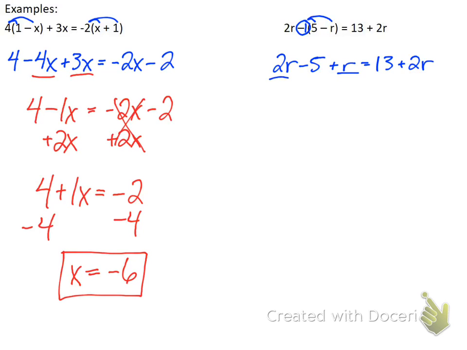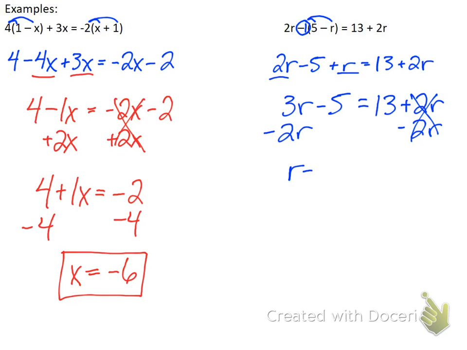Can combine my like terms, which gives me 3r minus 5 is equal to 13 plus 2r. Get my r's over to the same side so I can subtract the 2r from the right to the left side and get r minus 5 is equal to 13, and then add the 5 to the other side. Get r is equal to 18.